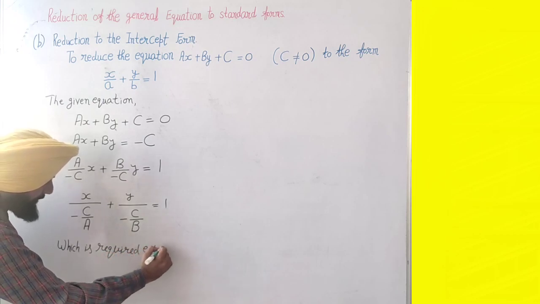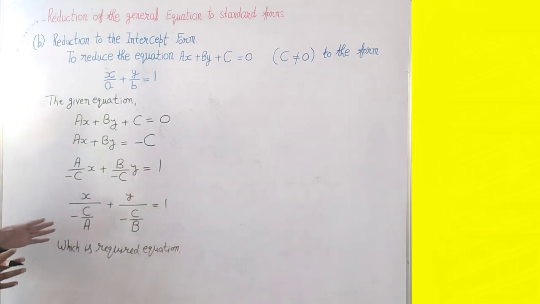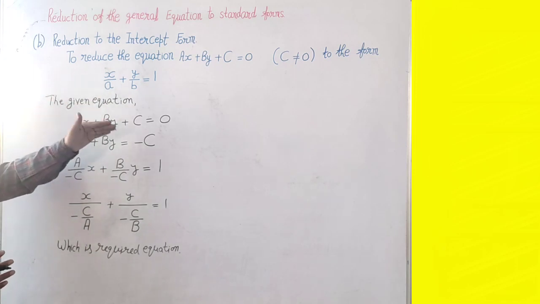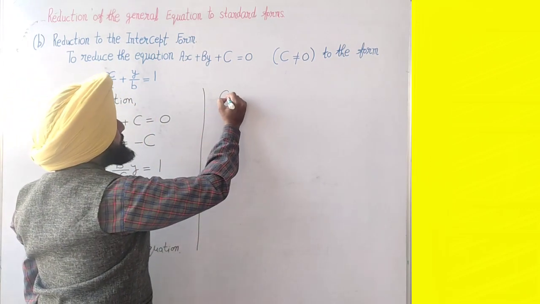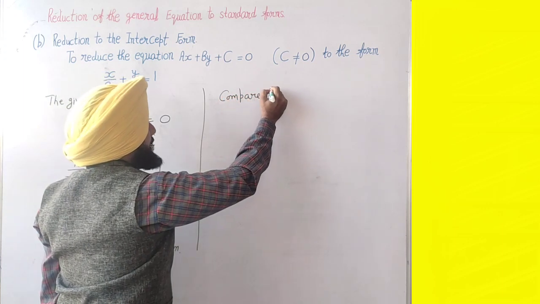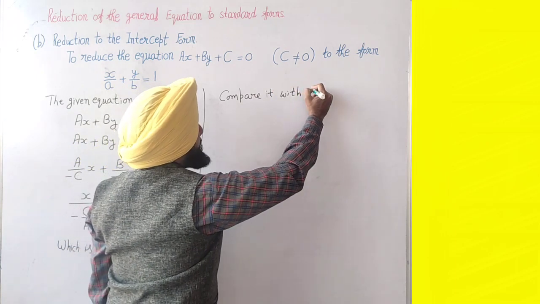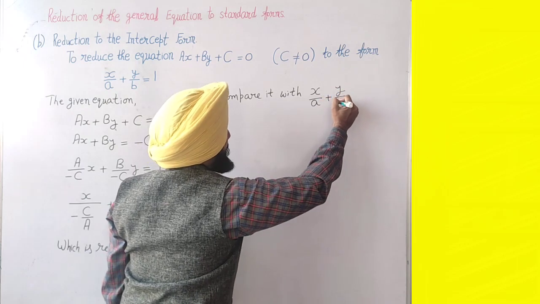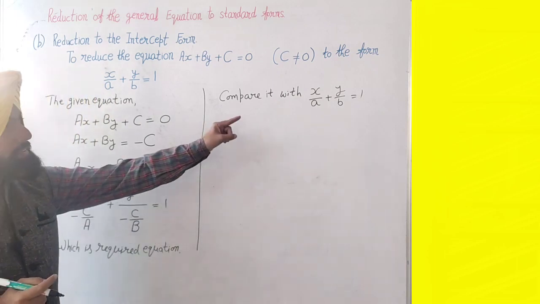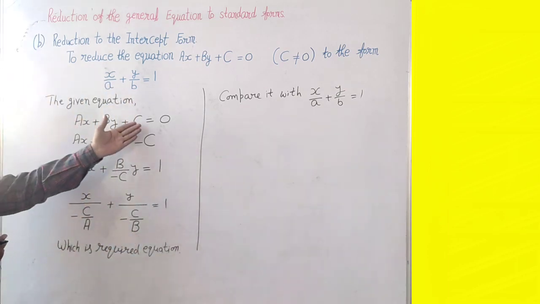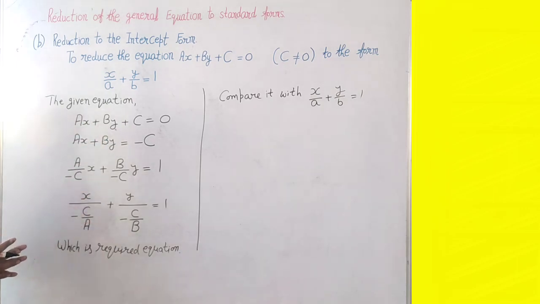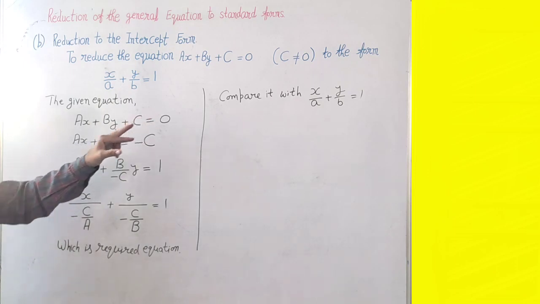Required equation. Now, how is this our required equation? We will compare it with the intercept form, x over a plus y over b equal to 1. This is our intercept form of a straight line. Now, this is our general equation and we have to reduce it into intercept form. How is this intercept form? Compare both the equations.